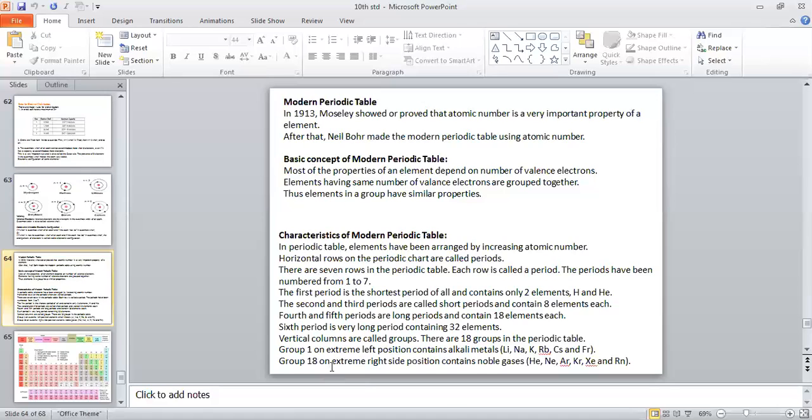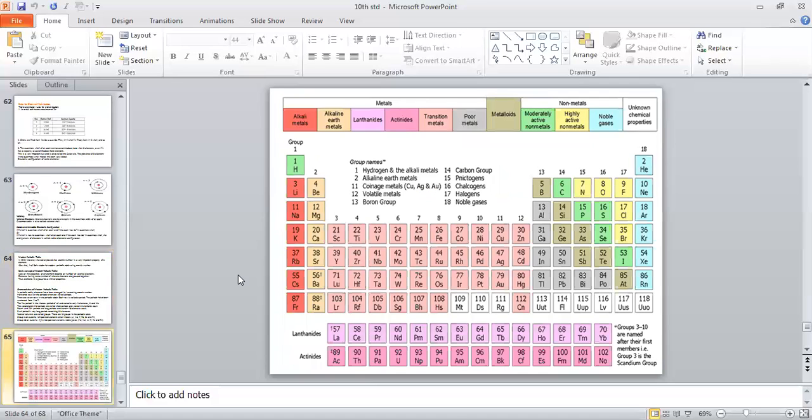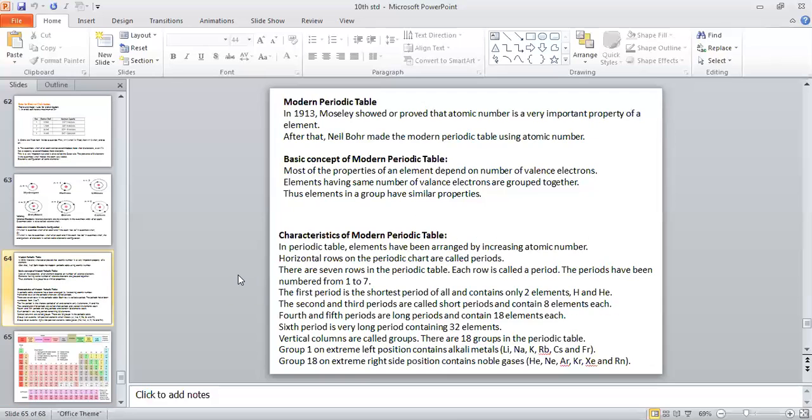Now the characteristics of the modern periodic table. Before this, we will look at the arrangement of elements in the periodic table. The first characteristic is that in the periodic table, elements have been arranged by increasing atomic number. This is the basis for the classification of elements. Remember this well.